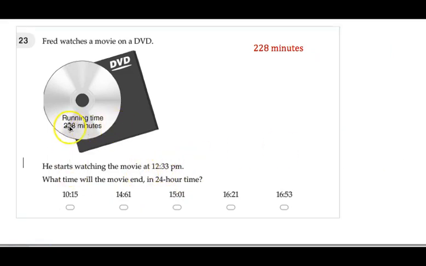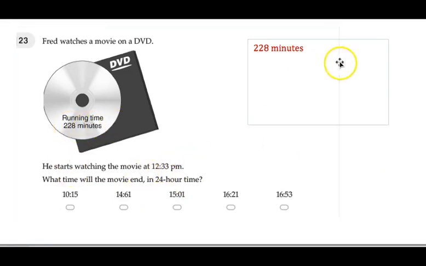Question 23 says that Fred watches a movie on a DVD, and we can see the running time of this movie is 228 minutes. It says that he starts watching the movie at 12:33 p.m. and what time will the movie end in 24-hour time? Now before we can go adding time, we need to put the 228 minutes into hours and minutes.